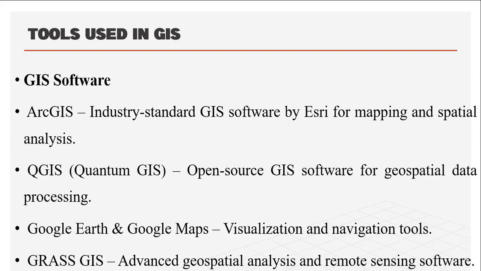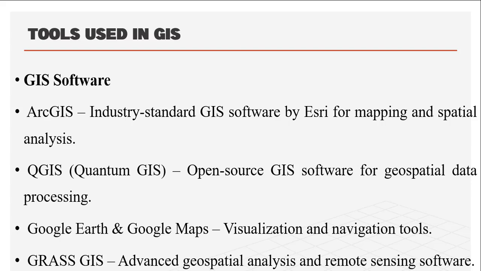Tools used in GIS. Number 2, we have GIS software. Now, the GIS software is a tool, which means GIS is a system and it has tools that are used. Number 1 of this software is ArcGIS. ArcGIS is a software application used in GIS. ArcGIS is an industry standard GIS software by ESRI, Environmental Systems Research Institute, for mapping and spatial analysis.